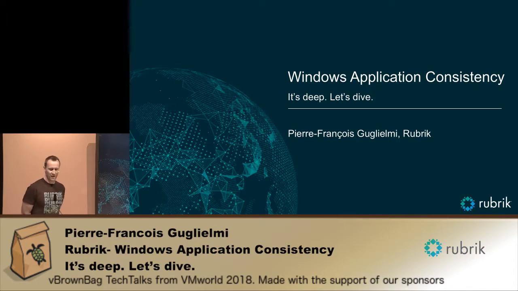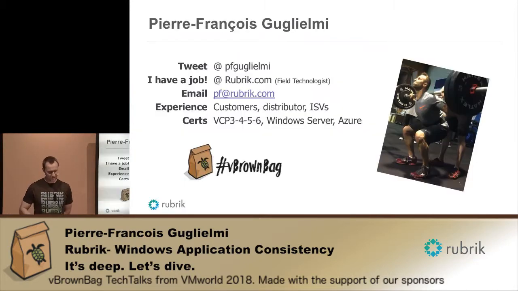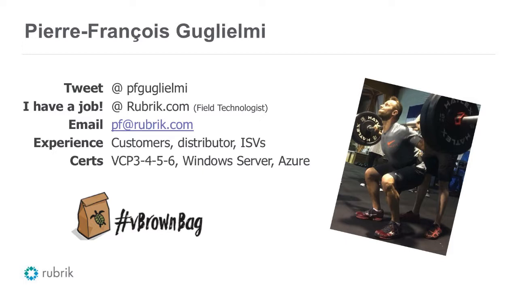So first things first, my name is Pierre Francois Guglielmi. Back a few slides. And as you can probably hear, I'm French and based in France. I work at Rubrik as a field technologist, and I have a background with customer experience, a lot of vendor experience as well, and distributor. I have various certifications on VMware especially, but also on Azure or Windows Server. And when I'm not working, you might find me doing CrossFit.